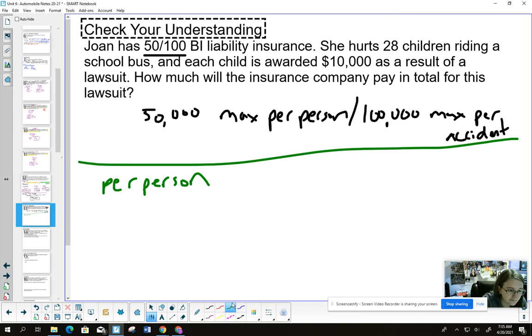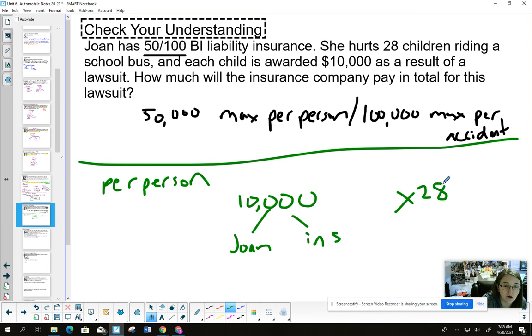So you only need to do one of these. We have Joan, and we have the insurance. But then just realize that there are 28 of them. So take a moment. We're looking at the per person. The most the insurance company will pay is $50,000. So looking here, how much would Joan have to pay? How much would the insurance company have to pay? And then we'll come back.